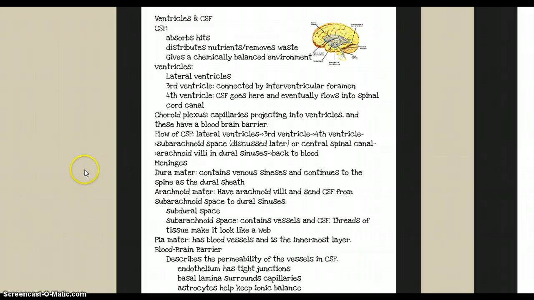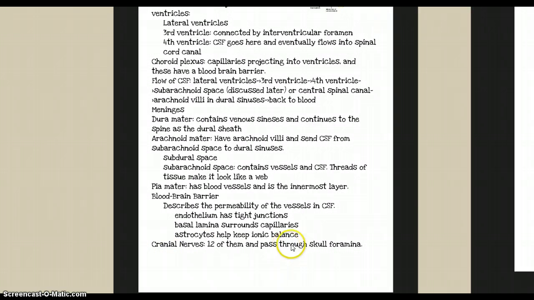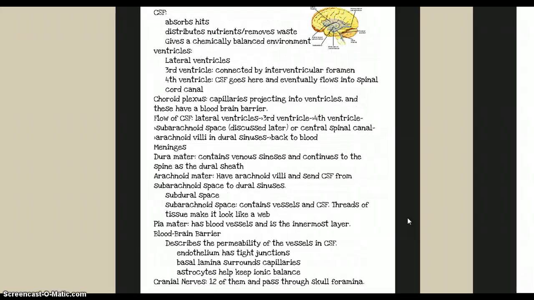You can't really see this, but let me move up. Cranial nerves. So there are 12 of them. I won't talk about them that much, but they pass through the skull foramina, and I will have a chart that you will need to memorize in the link in the description below.